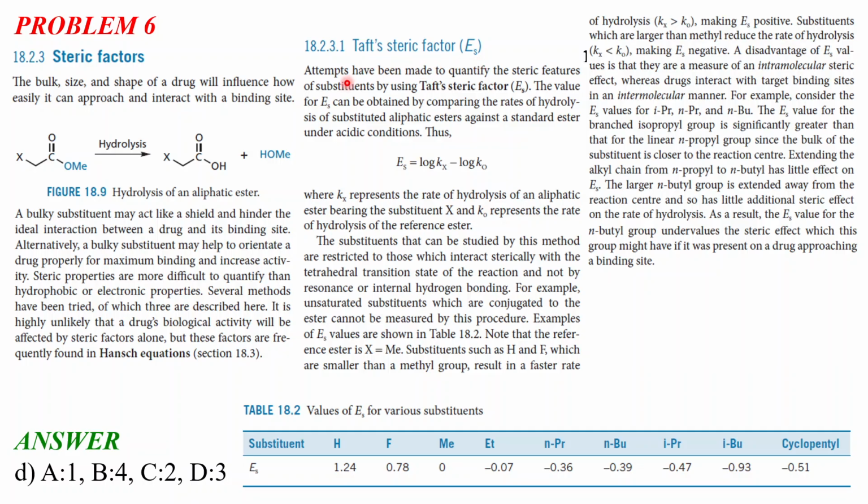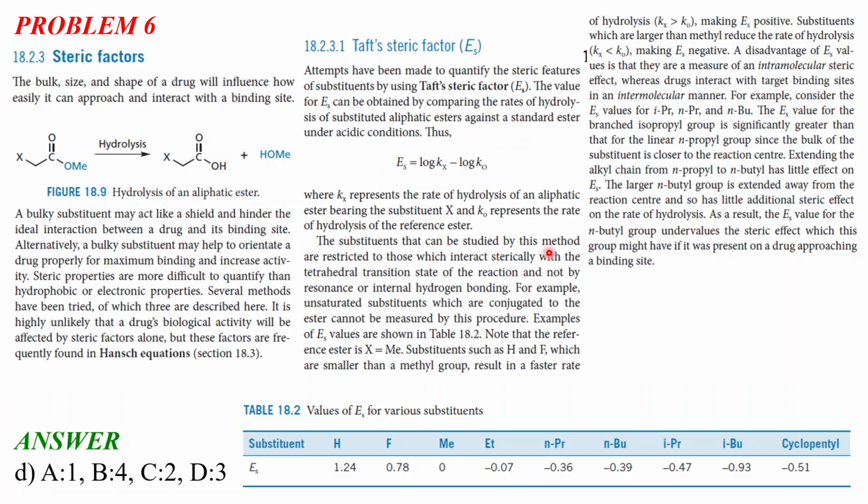So what is the Taft steric factor? Attempts have been made to quantify the steric features of a substituent by using the Taft steric factor, or Es. The value of Es can be obtained by comparing the rates of hydrolysis of the aliphatic ester against the standard ester in acidic condition. Thus, Es equals log Kx minus log K0, where Kx represents the rate of hydrolysis of the aliphatic ester bearing a substituent X, and K0 represents the rate of hydrolysis of a reference ester.